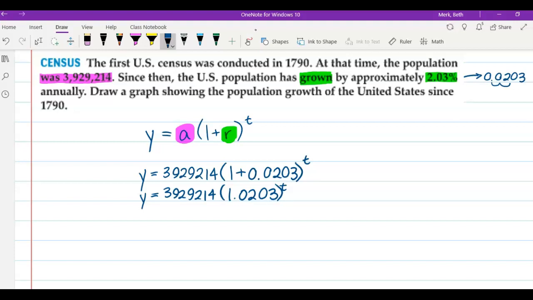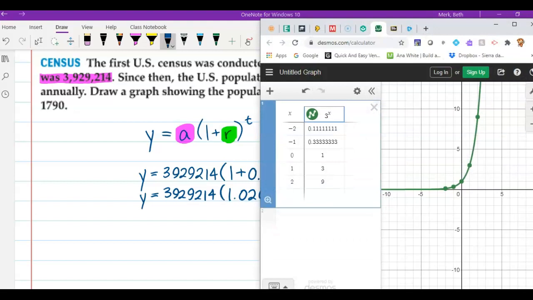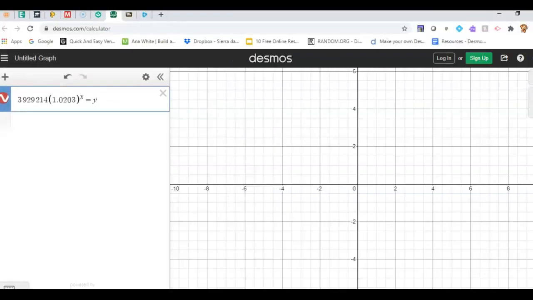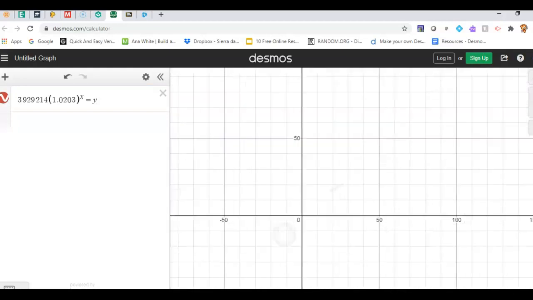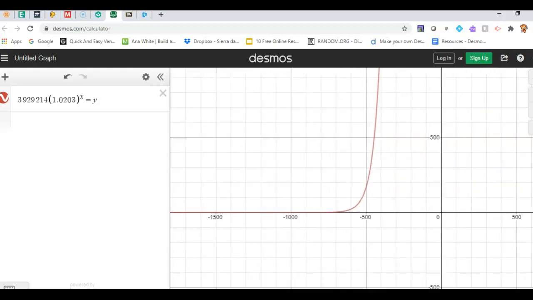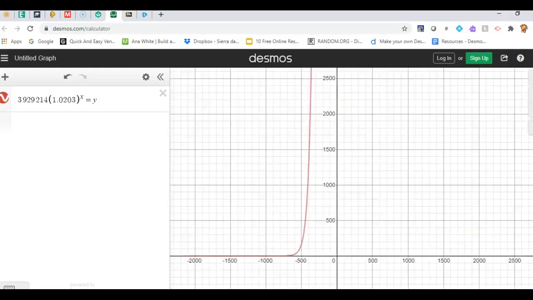If I were to graph this, we would have 3,929,214 times (1.0203) to the x equals y. Now, when I look at this on my graph, I can't find it because I'm only looking at a tiny window. I need to kind of zoom out, see if we can't find this graph. Oh, there it is. Way over here. That's what the graph is looking like.